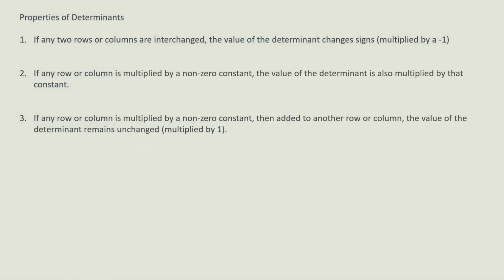The first property says if you have two rows or two columns and you switch them, you interchange them, the value of the determinant changes signs, which means basically you take the original number and multiply by a negative 1. The second property says if any row or column is multiplied by a non-zero constant, the value of that determinant is also multiplied by that constant. And last but not least, if any row or column is multiplied by a non-zero constant, and then you add it to another row or column, the value of the determinant remains unchanged. Basically, you're multiplying by a positive 1.